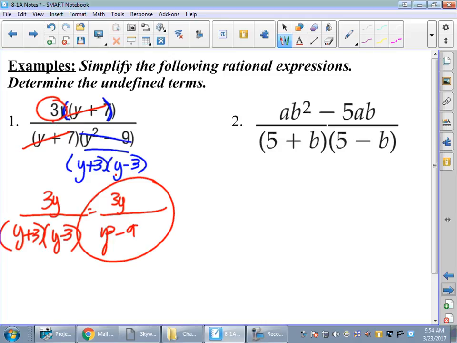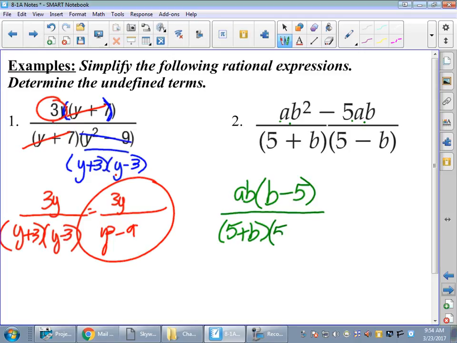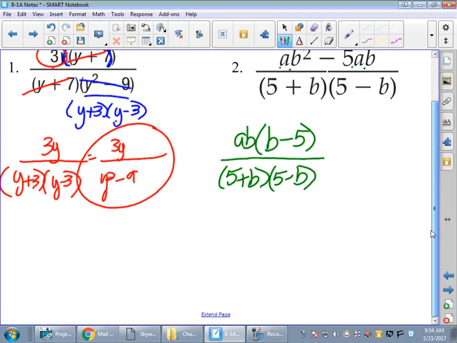Looking at number 2 here, to factor the top, I can see that they both have an a and a b in them, so that's my greatest common factor. So I'm going to factor out an ab. It doesn't go away, it just goes on the outside, and that leaves me with a quantity b minus 5. On the bottom, I have a 5 plus b, and I have a 5 minus b. Looks really close like I could cross something off. Those b minus 5s and 5 minus b's look like I could cross something off. I can't do anything with this ab, so that's going to remain. The 5 plus b is the same thing as b plus 5, so that can't go anywhere.